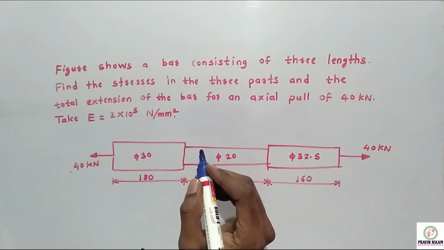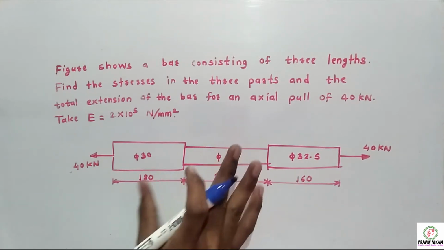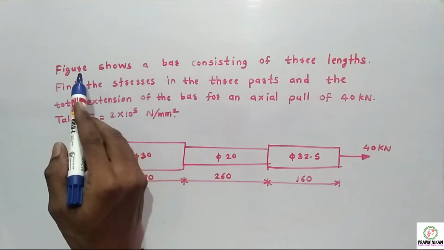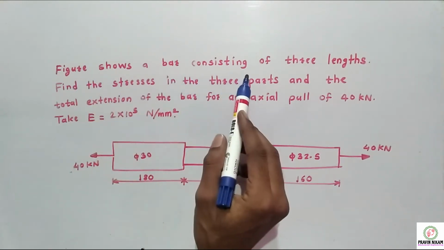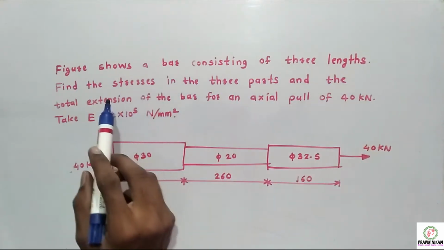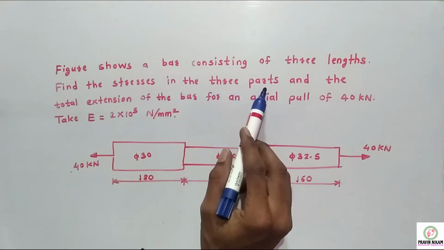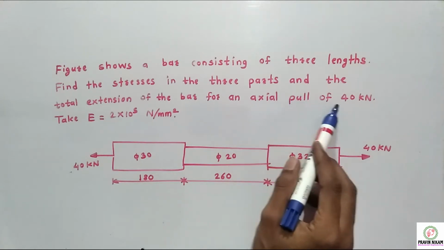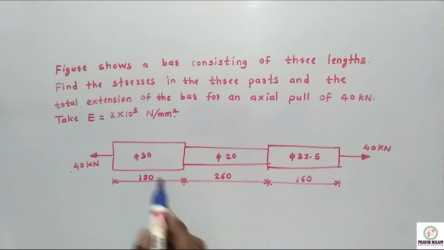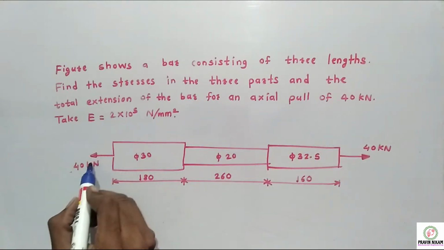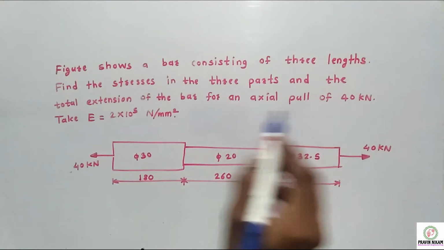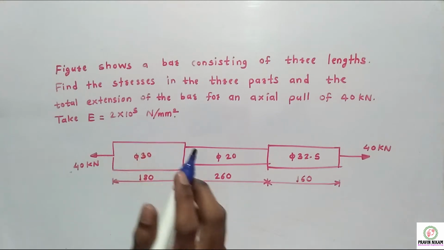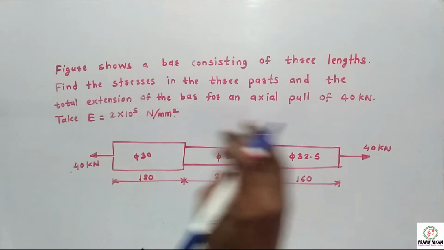In this video I am going to solve one problem based on bodies in series. This is the problem. Figure shows a bar consisting of 3 lengths. Find the stresses in the 3 parts and the total extension of the bar for an axial pull of 40 kilonewton. So one pull, one load is there, 40 kilonewton, and take E is equal to 2 into 10 raised to 5 Newton per mm square, and this figure is given.